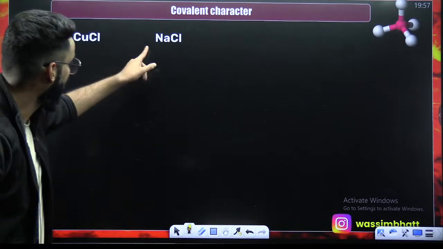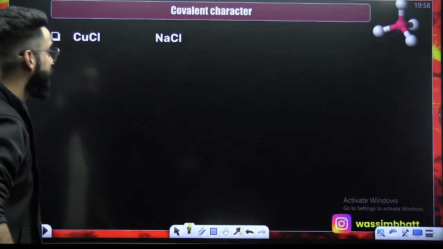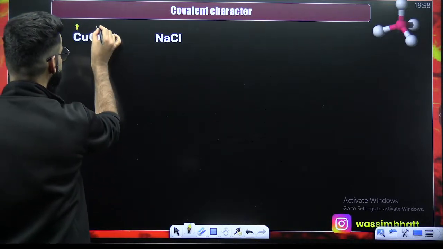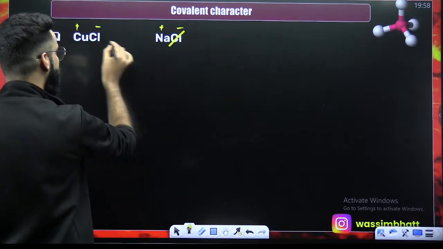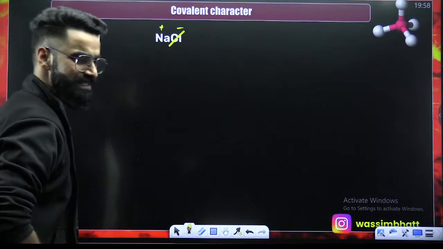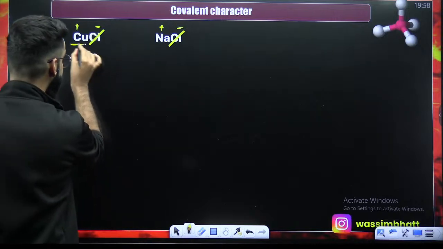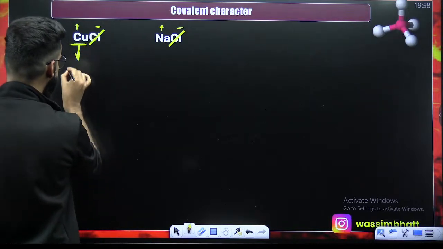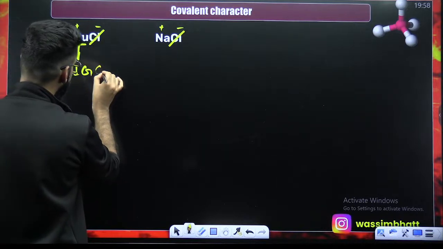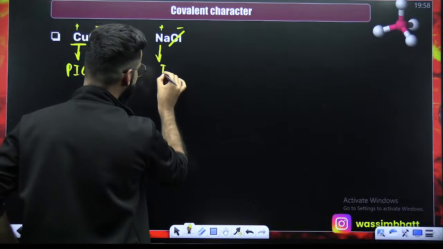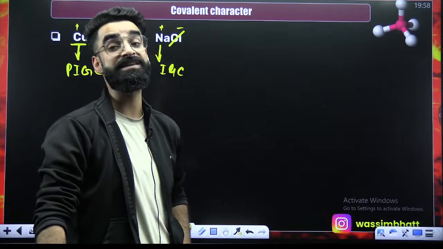For example, among these two, can you tell me which one has got more covalent character? CuCl or NaCl? See, this is Cu positive, Cl negative. Na positive, Cl negative. So if you want to compare the covalent character, you cannot discuss it on the basis of the anion because anion is same in both the cases. Now, talk in terms of cation. Cu positive, a few minutes back I told you, has got pseudo inert gas configuration, and this has got exactly the inert gas configuration. That cation which has got pseudo inert gas configuration, its polarizing power is more.